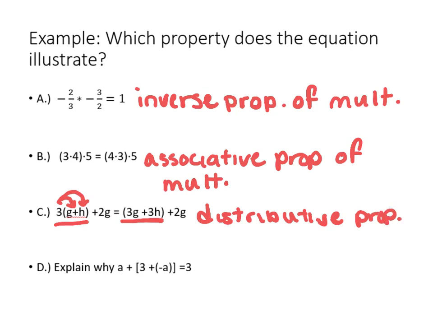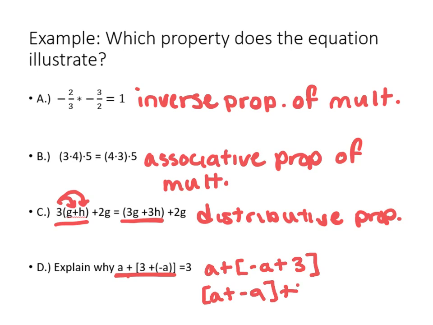Next example says explain why a plus 3 plus negative a equals 3. Now if we changed our numbers and moved them around, this 3 plus a plus 3 plus negative a, we could use the commutative property to make it a plus negative a plus 3, and we could use the associative property to group the a plus negative a, and that would cancel out, making this really just 3. This is definitely a harder and more challenging question of this type.